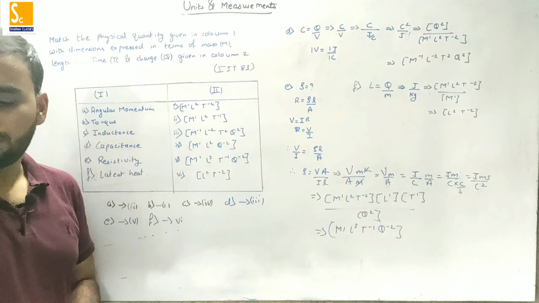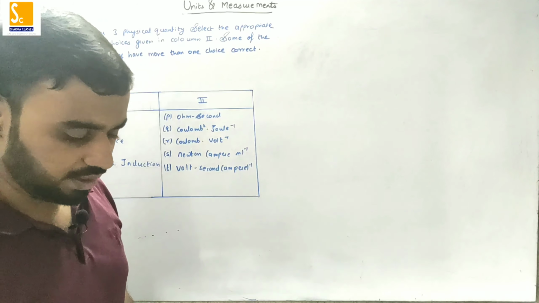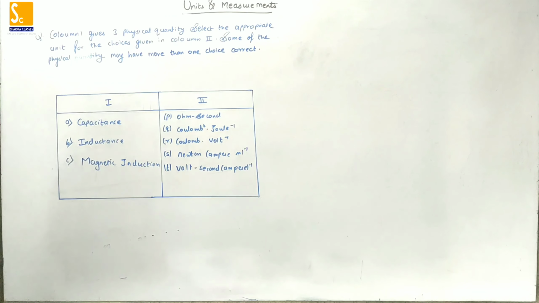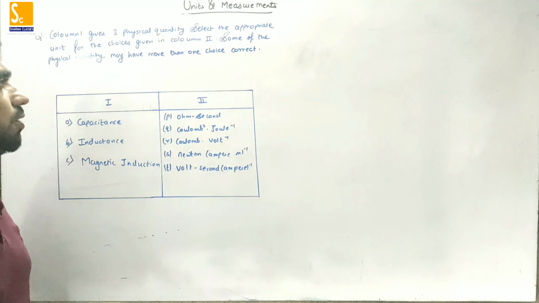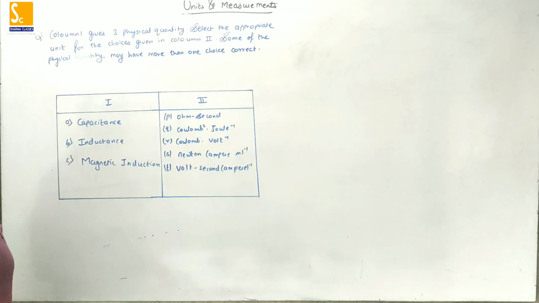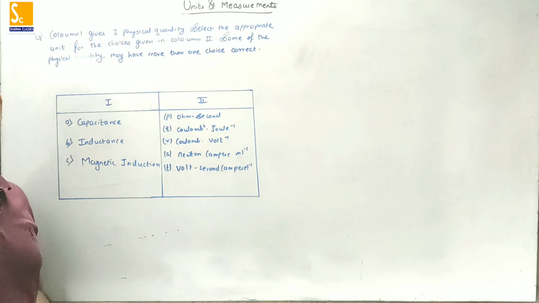So in this way, we have to solve the problem. Let's do the next problem. Column 1 gives 3 physical quantities. Select the appropriate unit for the choices given in column 2. Some of the physical quantities may have more than one choice correct.